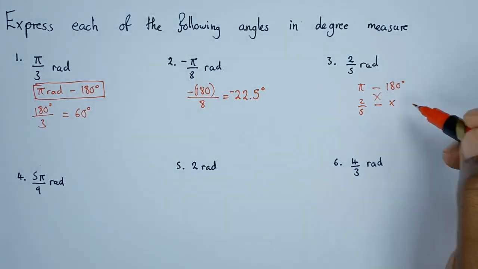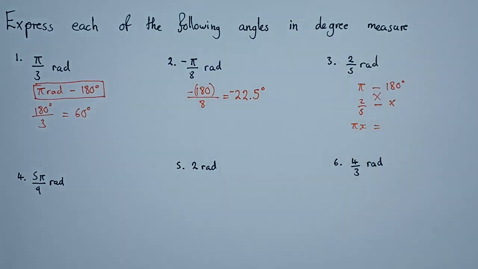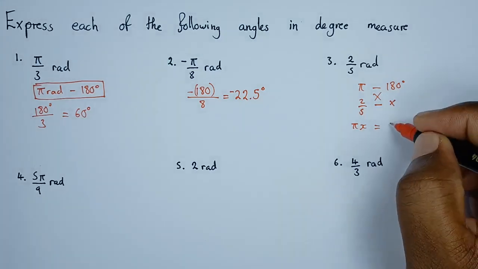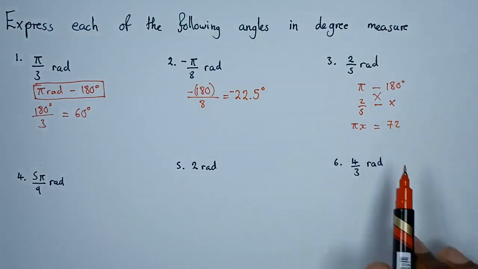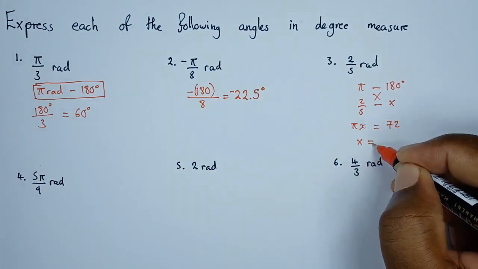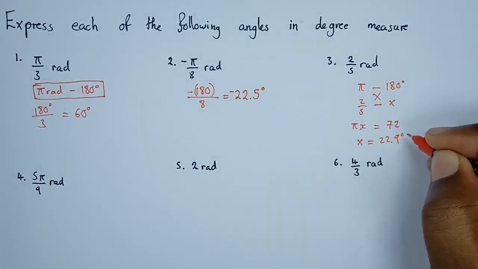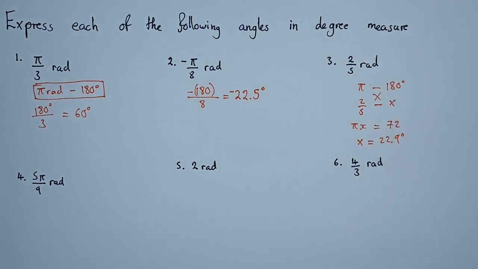If I cross multiply, what will happen? I'll have pi x is equal to 2 over 5 times 180, and I'm getting 72. Then I have pi x is equal to 72, so I divide both sides by pi. The 72 divided by pi gives 22.9 degrees. So this is a more effective way of doing it.